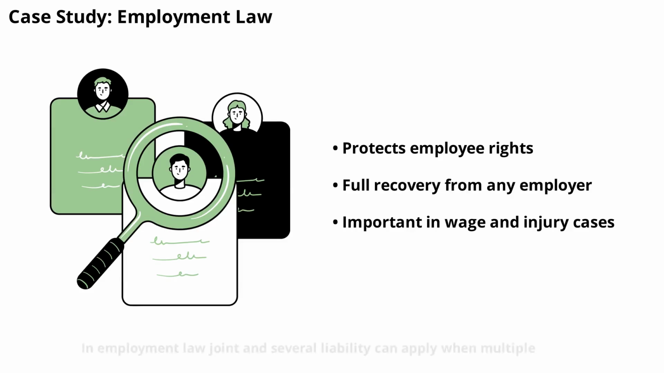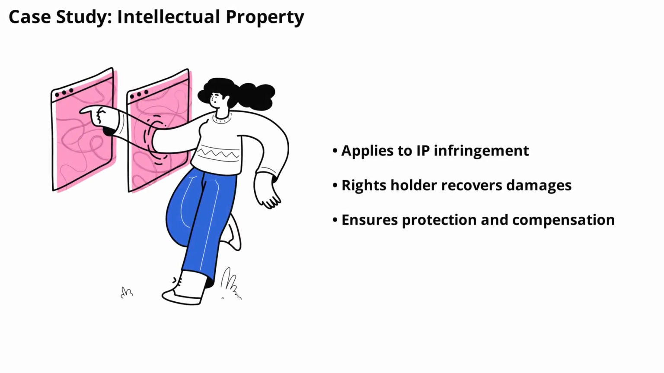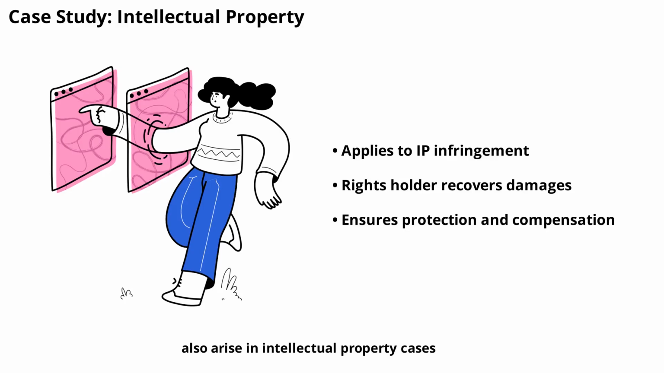In employment law, joint and several liability can apply when multiple employers are responsible for wage violations or workplace injuries. Employees can recover the full amount owed from any employer, ensuring that their rights are protected even if some employers are insolvent or unavailable. Joint and several liability can also arise in intellectual property cases, such as copyright or trademark infringement. If multiple parties are found liable, the rights holder can recover damages from any one of them, ensuring that their intellectual property is protected and compensated.